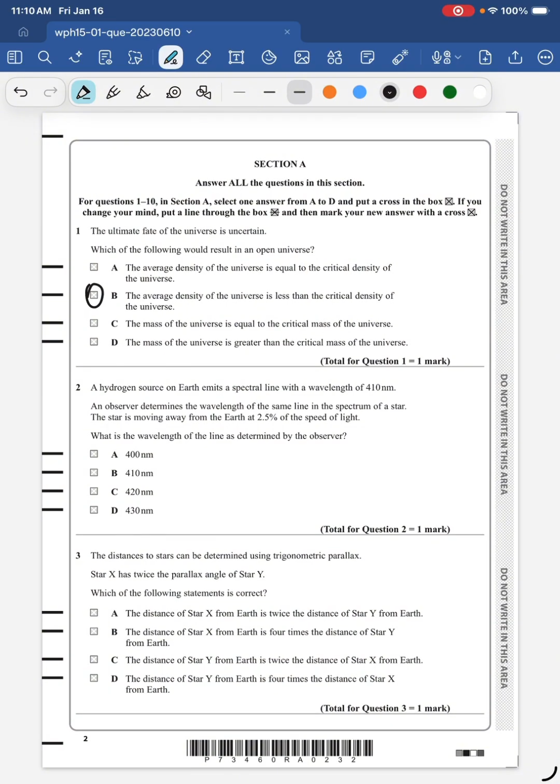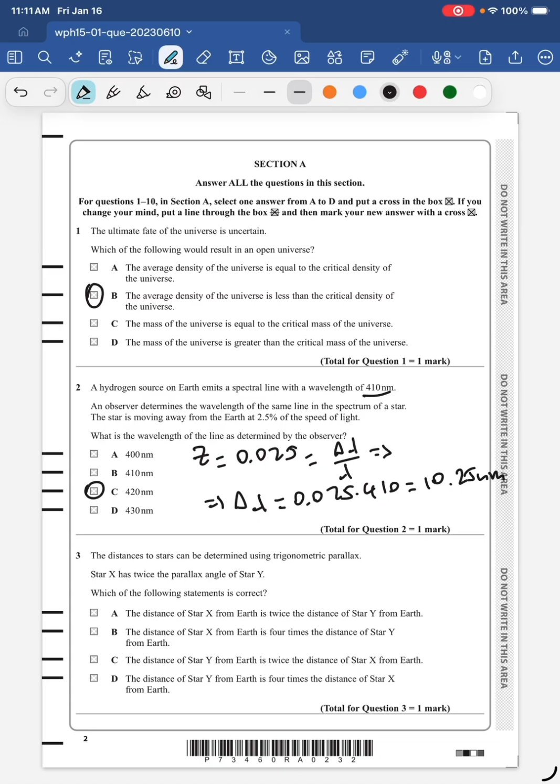So, okay, we have the Doppler factor being equal to 0.025, which should be equal to delta lambda over lambda. So the shift is equal to 0.025 times 410 nanometers, or 10.25 nanometers, which should be added to 410, because this is moving away, so it's a redshift. So the wavelength shifts towards the red, which is towards 700 nanometers, right? So the correct answer is C.